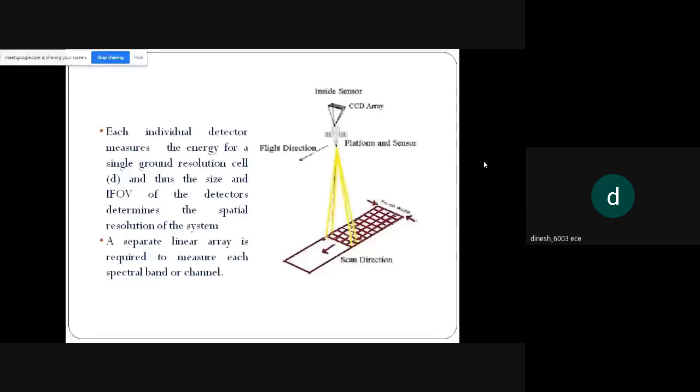Each individual detector will measure the energy for a single ground resolution cell D. Thus, the size and IFOV of the detectors will determine the spatial resolution of the system. So, a separate linear array is required to measure each spectral band or channel. So, you can see inside the sensor we have a CCD array, a platform or a sensor which tracks along the scan direction, and this is the flight direction as it goes.